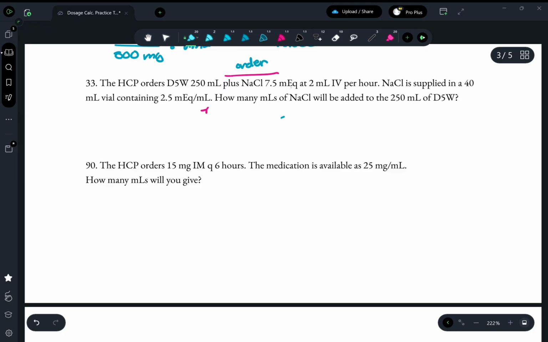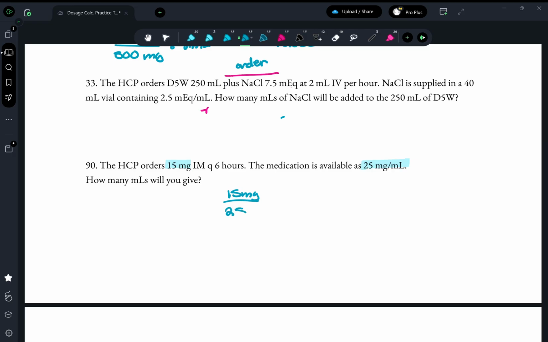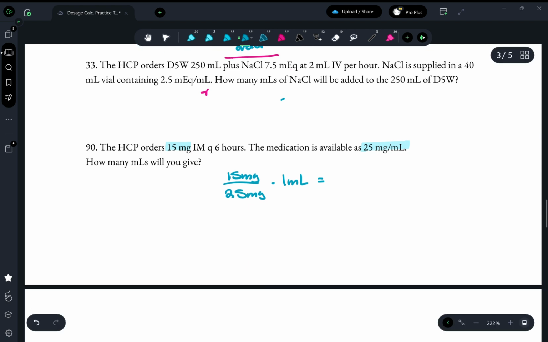Okay. Next question. Again, same thing. We want 15 milligrams. We have 25 milligrams per ml. 15 divided by 25 times 1 ml is going to be 0.6 mLs.